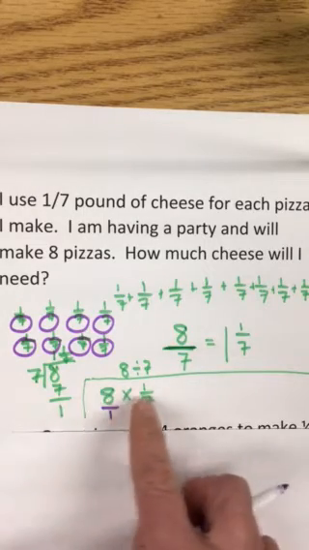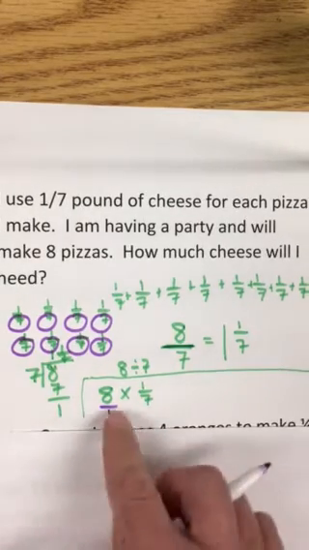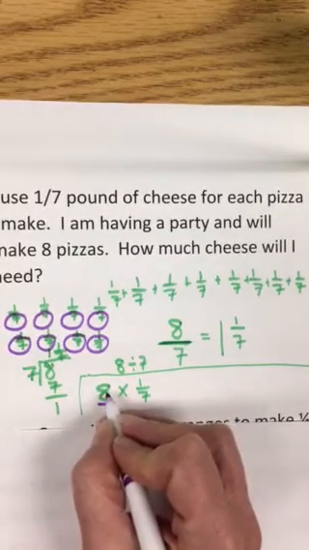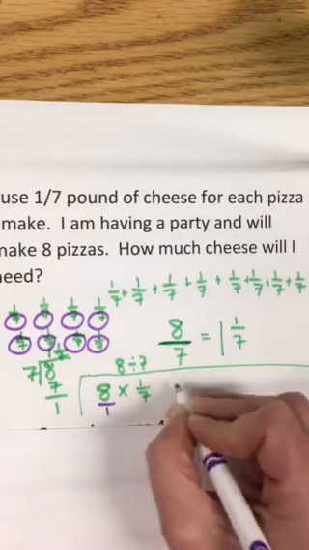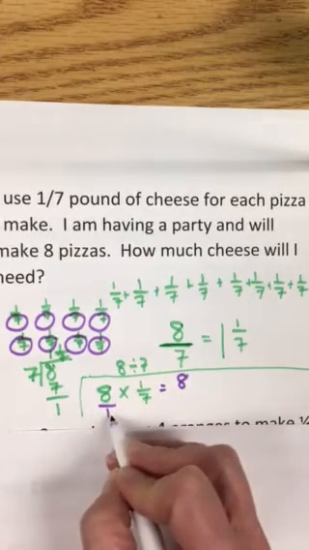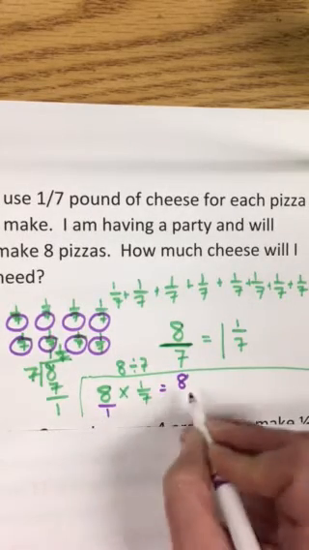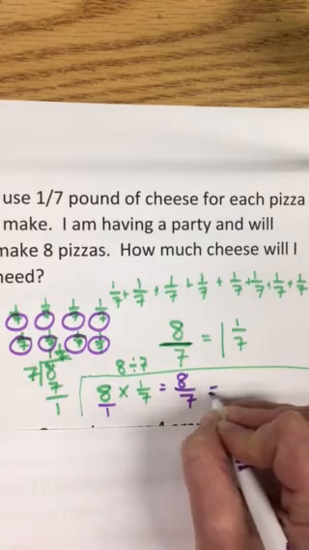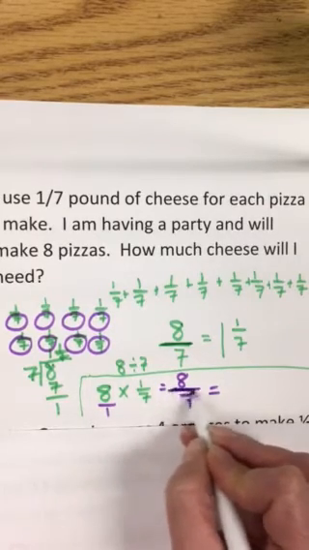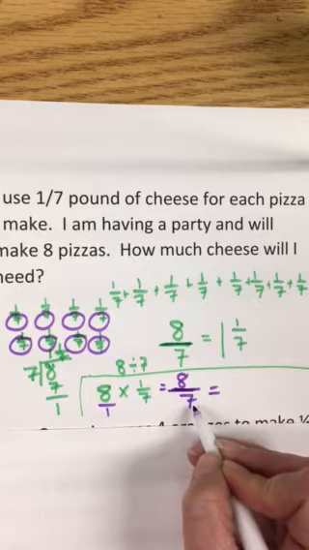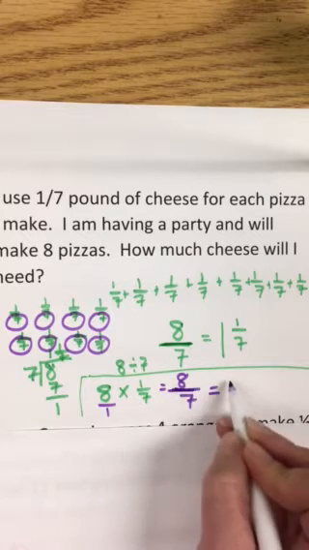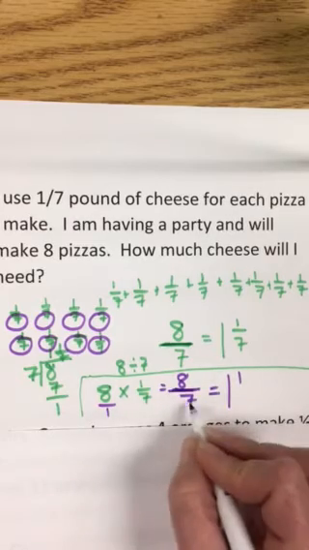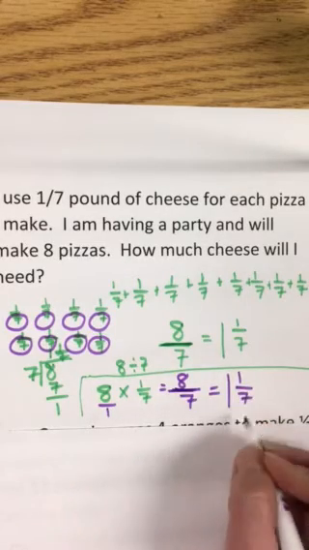8 and 7 are not factors of one another. We can't cross cancel. Can't cross cancel with a 1. Therefore, I multiply my numerators. 8 times 1 equals 8. Denominators, 1 times 7 over 7. Just like we got up above, we know that we can convert that by saying 8 divided by 7. How many times does 7 fit into 8? Well, 1 time. What's left over? 1 out of the 7.